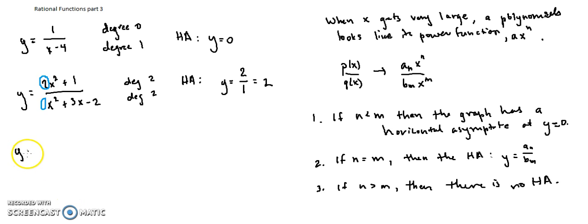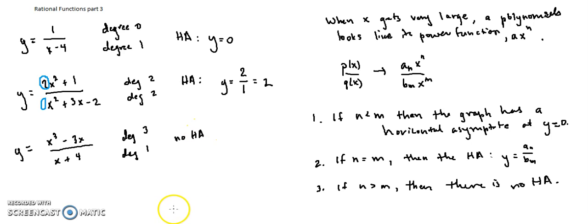Okay, and then our last example, let's say we have (x cubed minus 3x) over (x plus 4). Okay, so the degree on top is 3. The degree on bottom is 1. Everybody see that? Degree on top is 3. Degree on bottom is implied to be a 1. So the degree on top is larger than the bottom. That's case number 3. If the degree on top is larger, then there is no horizontal asymptote. Okay, so no horizontal asymptote.